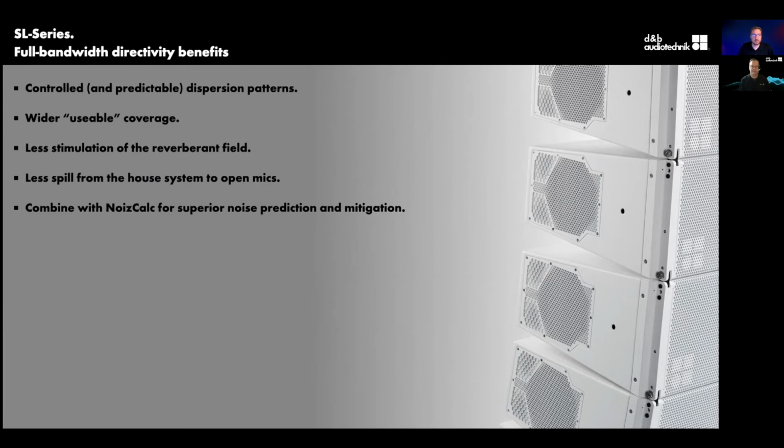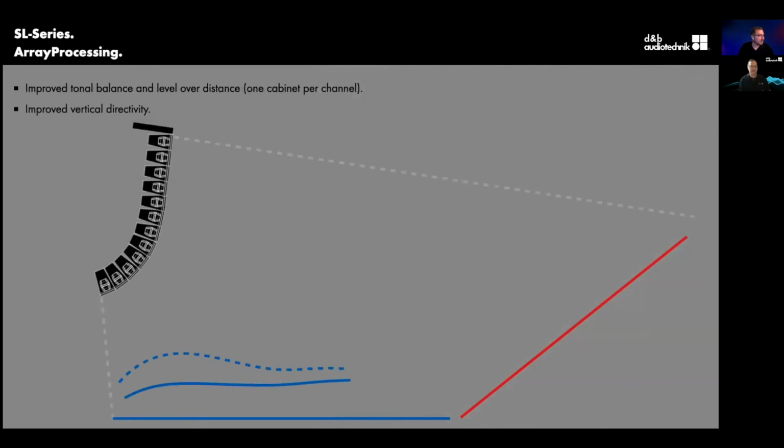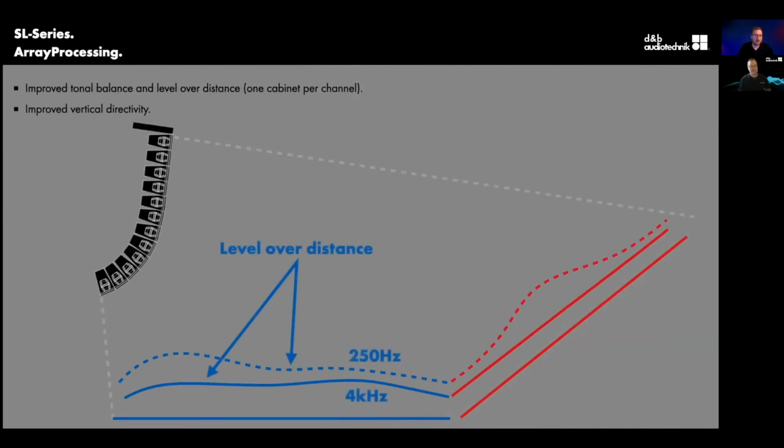So to capitalize on something that's been out for a while, though, is array processing. If you're not familiar with array processing, what this helps us with is the tonality over our listening plane, so that the front seat sounds as good as the back seat. And this is something that is available for certain with the SL series.